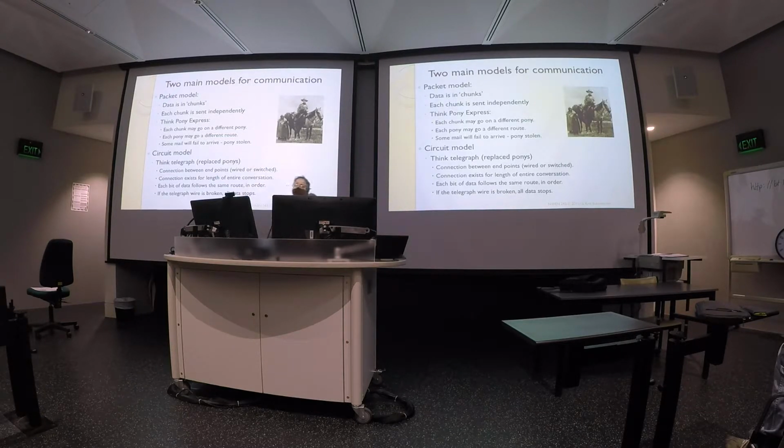If your telegraph wire is broken, say some bandits pull the pole over, then all data stops. Here we just lose our entire circuit. Up there we may have lost fragments, assuming we have enough ponies running it to all get through. Okay, so that's the basic premise: there are those two models, this idea of data in chunks and this idea of circuits.